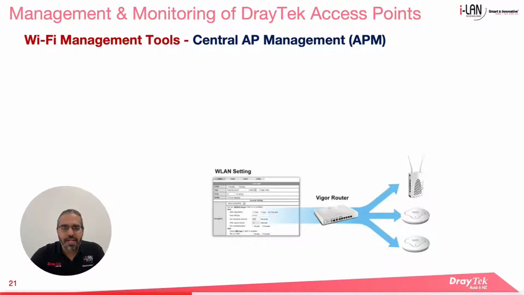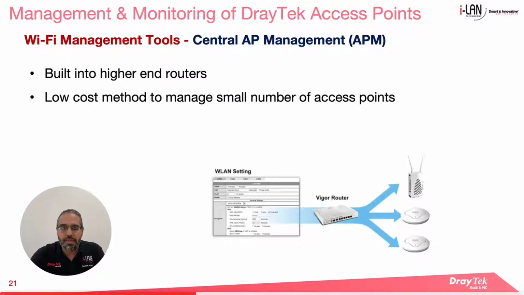Now, this is a management tool built into DrayTek routers, providing a central console to manage multiple Vigor access points located within the same network. It provides a low-cost method for a small business to configure, monitor, maintain, and provision DrayTek APs. The easy-to-use router web interface simplifies and significantly reduces the time consumed when configuring more than one wireless access point.